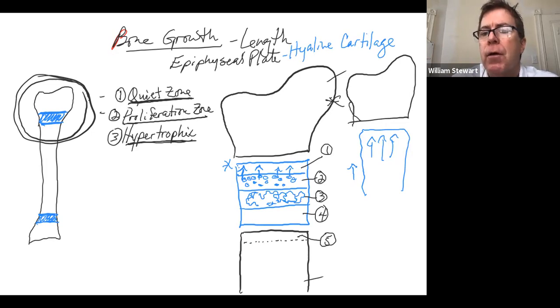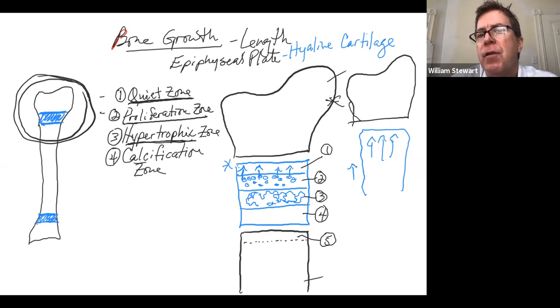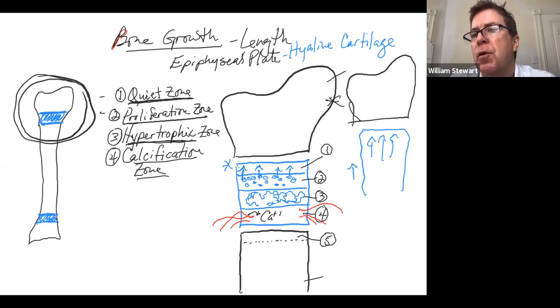Number 4 is called the calcification zone. We already know what calcification means. I should write the word zone. In the calcification zone, blood vessels invade the area. There's still old cartilage down here, but blood vessels invade the area, and they lay down calcium from the blood vessels. So I'm just going to draw an arrow. Calcium gets put down.